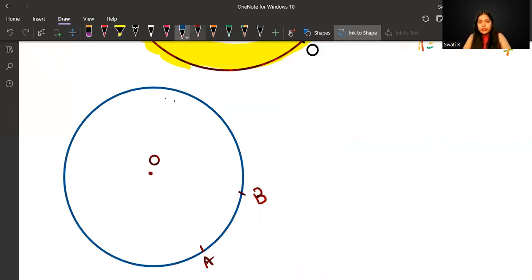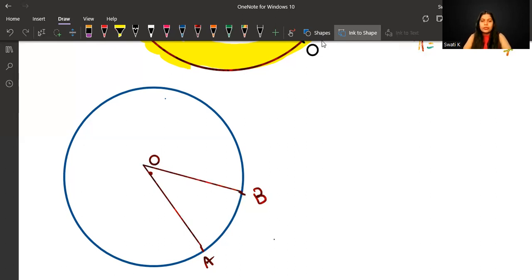So I will draw two radii here, OA, which is joining the center of the circle to one of the points of the arc. So this is OA. It's difficult to bring it properly. Anyway, okay. So this is OA and the other one is OB, right? So this is OA and this is OB.